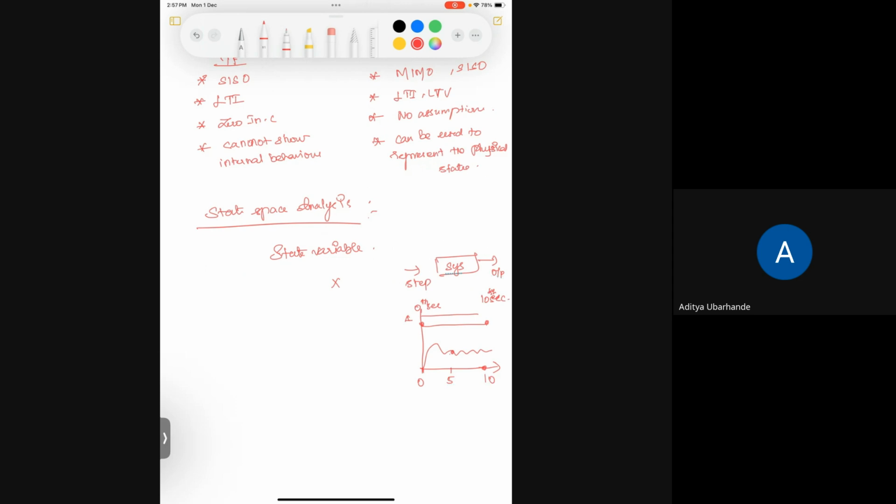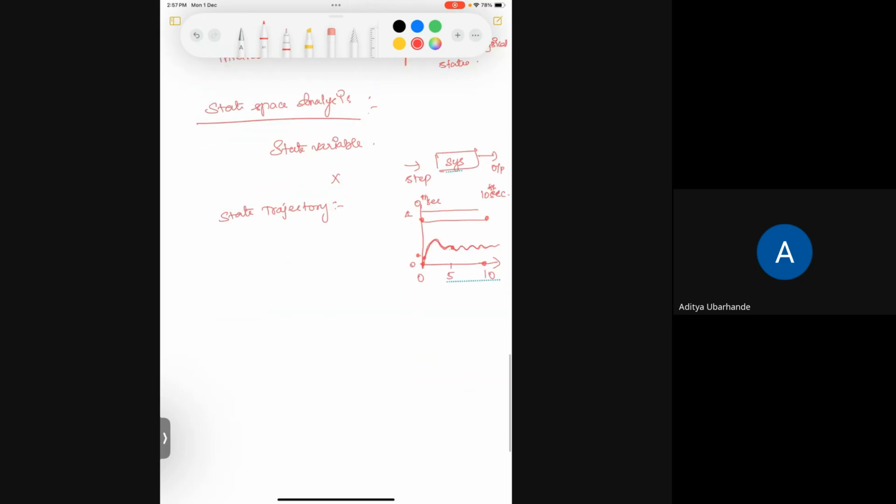The state trajectory is, as the name suggests, from the starting point to the end point, what was the status of the system? This is the state trajectory. At 0 it was 0, at 0.1 it was around 0.2. So over a period of time, the state propagates like this. This represents the state trajectory over the period of time the input is applied to the system.